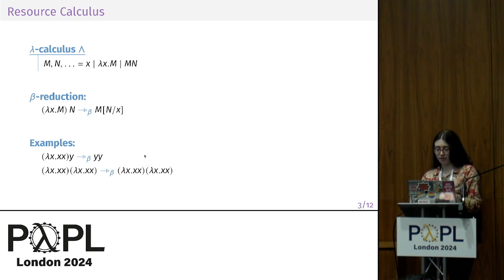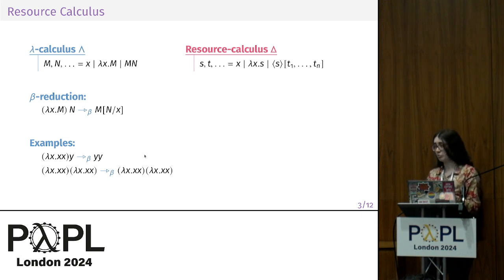To avoid this, we can look at another calculus which behaves more linearly, and it is defined in a very similar way. You also have variables and abstraction, but you also have an application in which the function is applied to a multiset instead of just one single term. Those T1, T2, etc. are all resource terms, and it's a multiset, so it's not ordered.